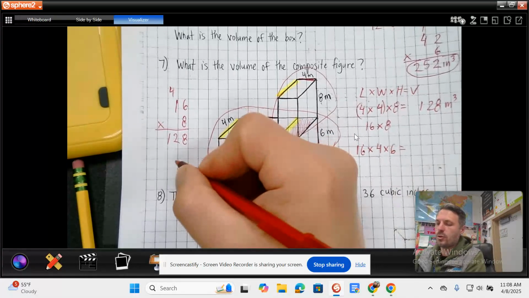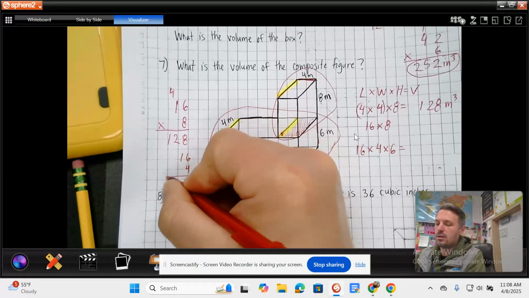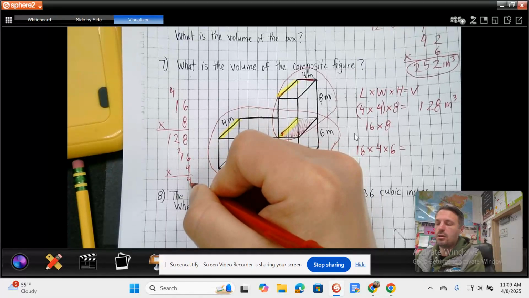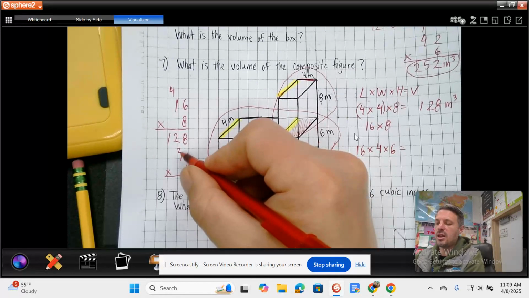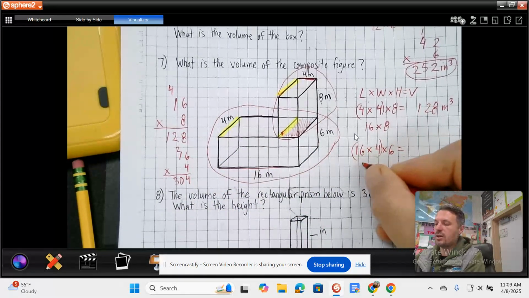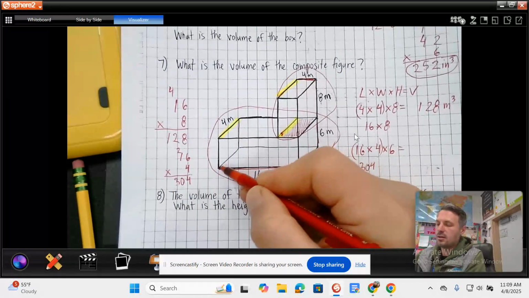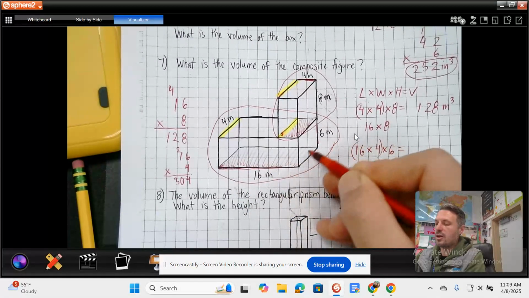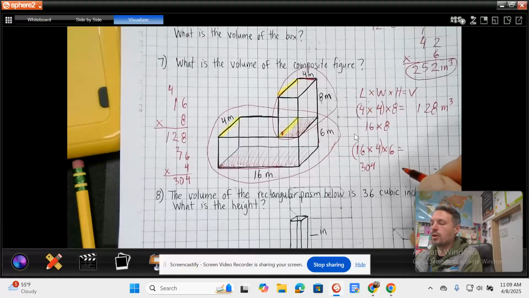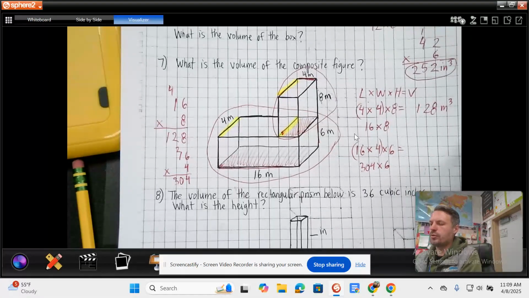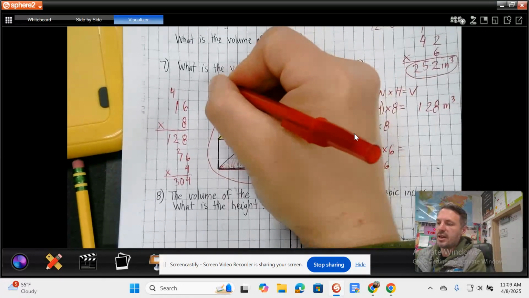So let's do 16 times 4 on the side. 4 times 6 is 24. 4 times 1 is 4, plus 2 is 6. So the area of the base, that's this face right here, is 64 meters squared times 6. So now we have 64 times 6. Let's do that up here.